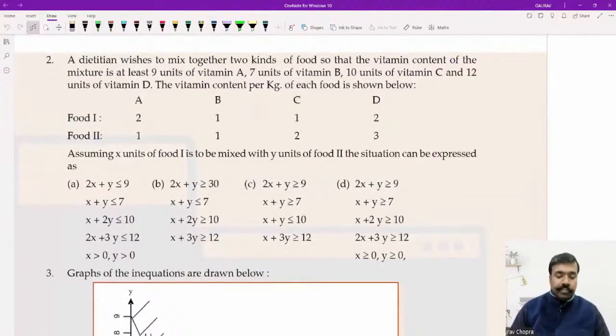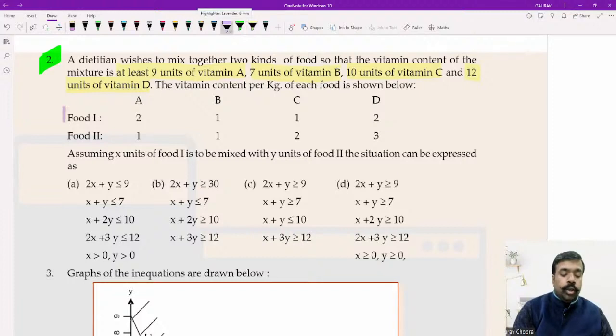Okay, now the second question, we have to form the equation. A dietitian wishes to mix together two kinds of food so that the vitamin content of the mixture is at least 9 units of vitamin A. So this is the basic limit. We have to put 9 units at least of vitamin A, at least 7 of B, at least 10 of C, and at least 12 of D. These are the constraints. Now, vitamin content per kg of each food is given below.